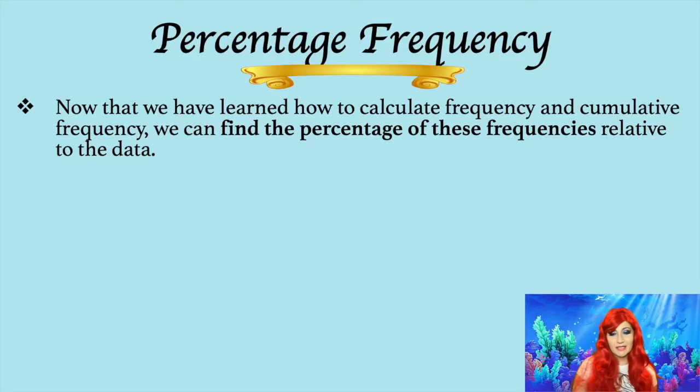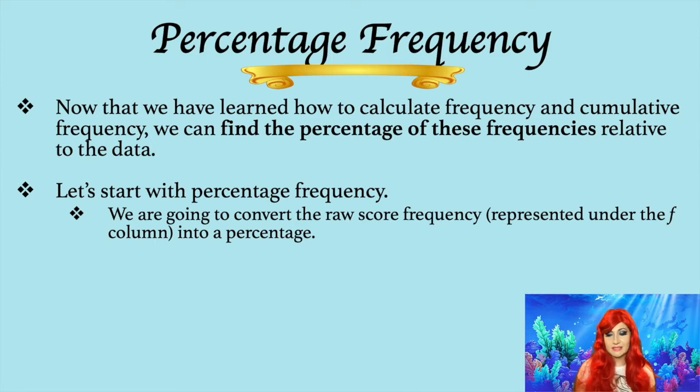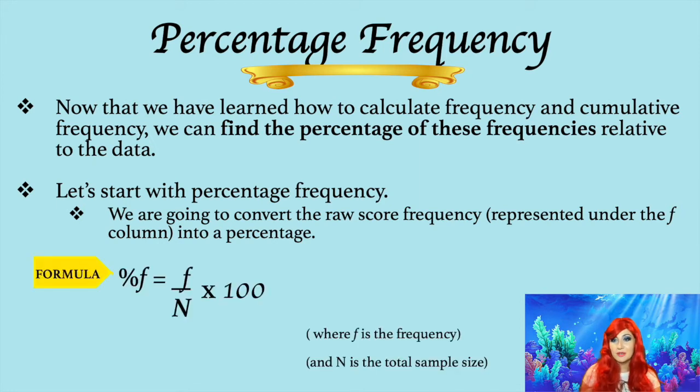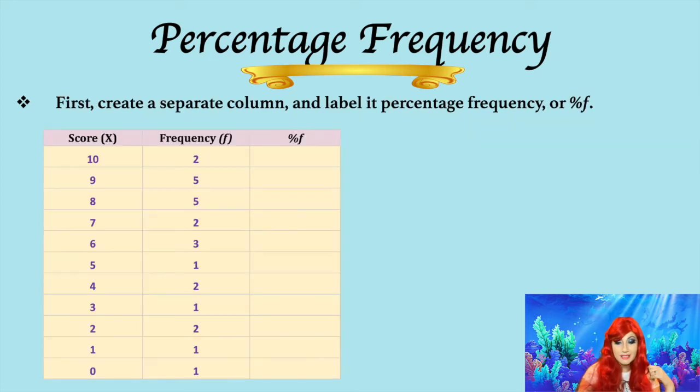So now that you've learned how to calculate the frequency and cumulative frequency, we're going to find the percentage of these frequencies relative to the data. Let's start with the first one, percentage frequency. What we're doing is converting the raw score, the frequency number, into a percentage, which is going to be reflective of that same number, but in percentage form. So the formula is frequency divided by n, where n is the total sample size, and in our case, that's 25. And we're going to multiply that by 100 to get the decimal to move into a percent.